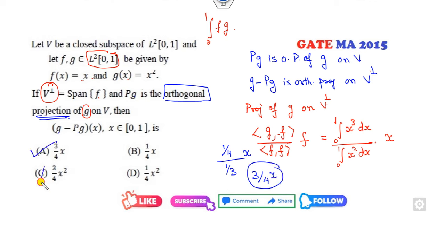You can also discard the third and the fourth options directly because my target is on the V complement. What is the V complement? It is F, so it must be written as a multiple of F. But here it is not a multiple of F. So that's why C and D are directly cancelled.